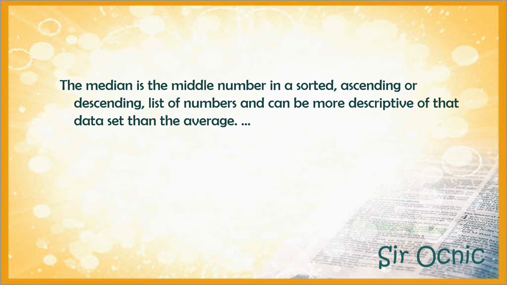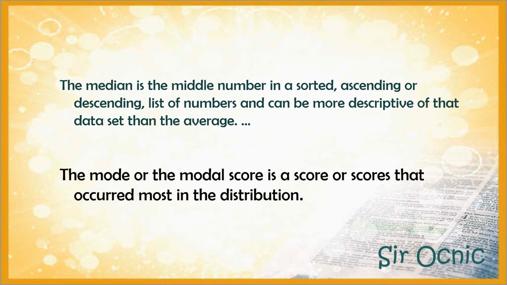The median is the middle number in a sorted, ascending or descending list of numbers and can be more descriptive of that data set than the average. The mode or the modal score is the score or scores that occurred most in the distribution.